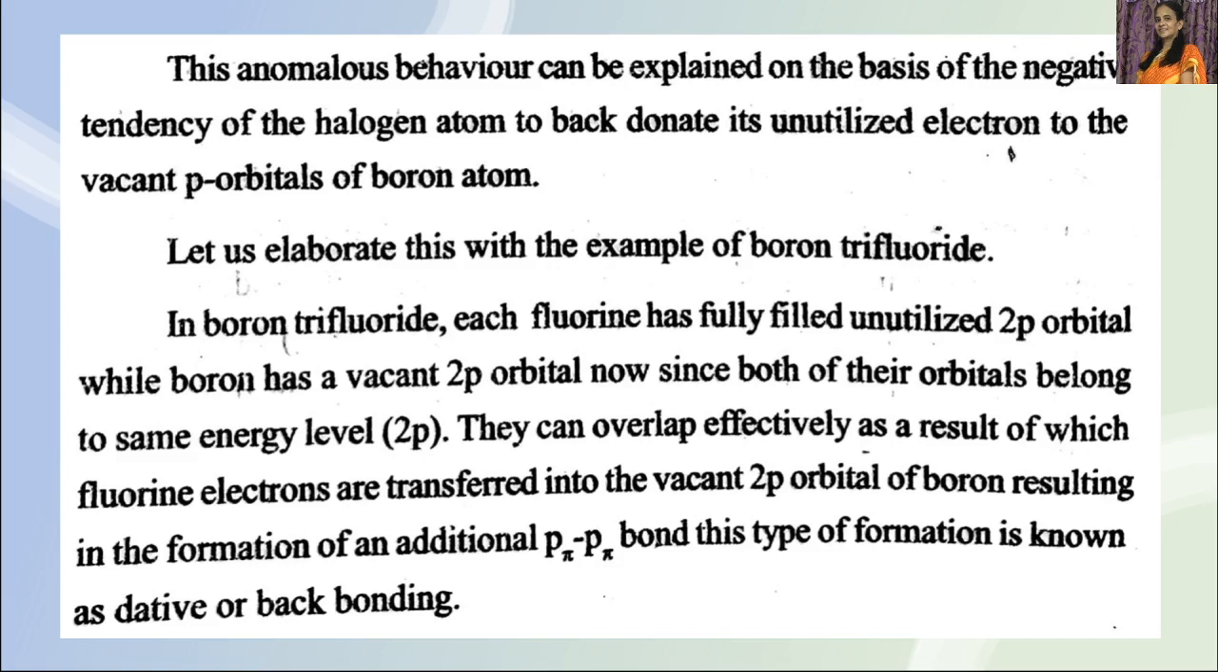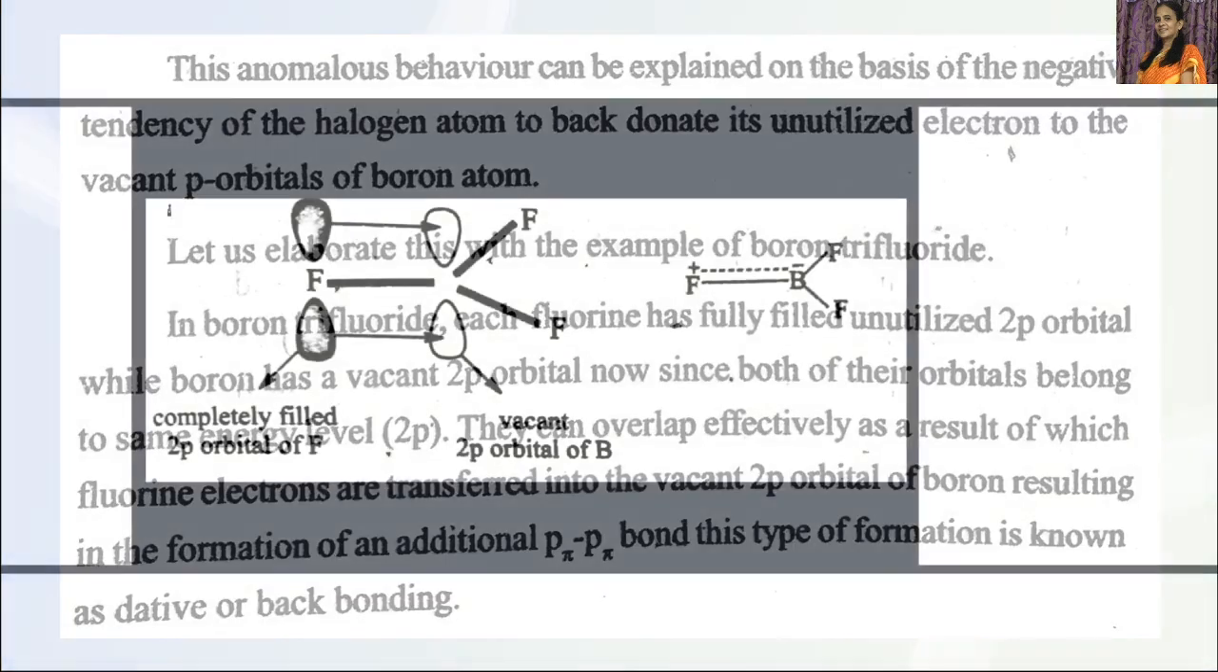Okay, so these two orbitals belong to the same energy level, that is 2p orbital. They can overlap effectively, as a result of which fluorine electrons are transferred into the vacant 2p orbital of boron, resulting in the formation of an additional p pi p pi bond, that is p orbital of fluorine and p orbital of boron. This type of formation is known as a dative bond or back bonding, or coordinate covalent bond.